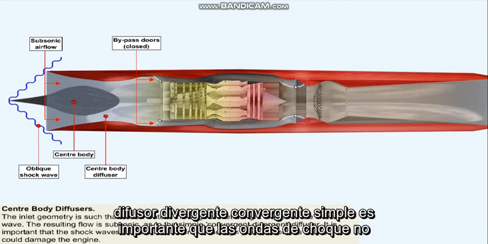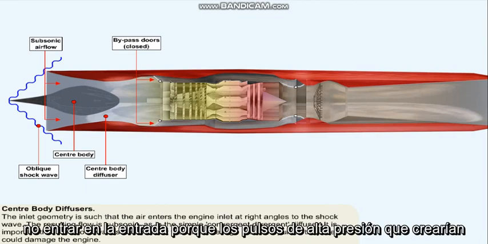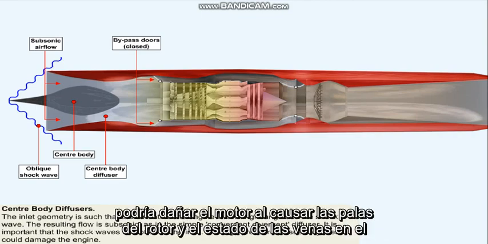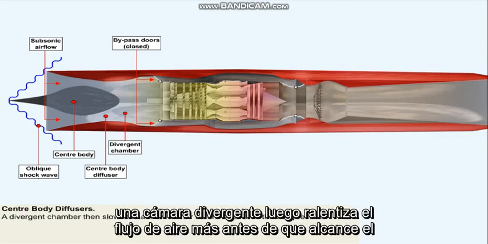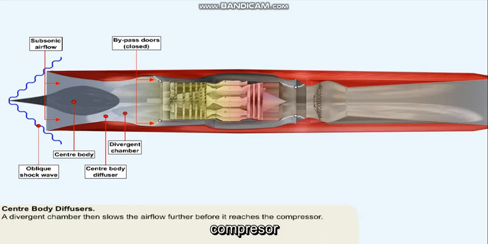It's important that the shock waves do not enter the inlet, because the high-pressure pulses they would create could damage the engine by causing the rotor blades and stator vanes in the compressor to flex. A divergent chamber then slows the airflow further before it reaches the compressor.